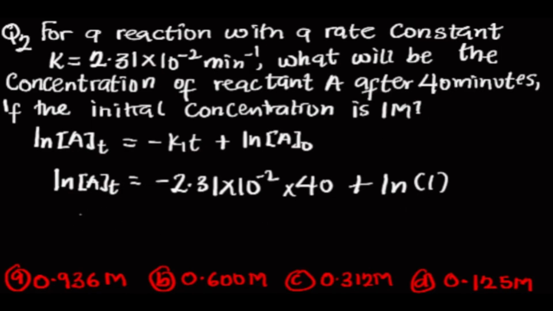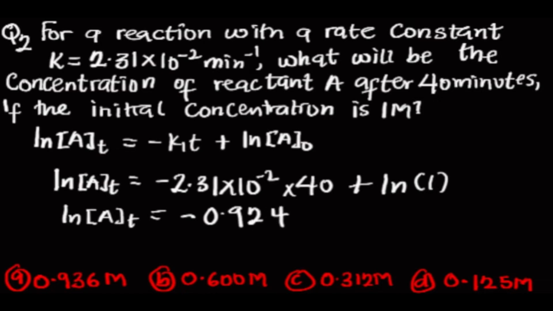Now let's go ahead and simplify this expression. We're going to have the natural logarithm of A of t equal to negative 2.31 multiplied by 10 raised to the power minus 2, multiplied by 40 again, plus the natural logarithm of 1. Let's see what we're going to have here. Everything should give us approximately minus 0.924. That's what we are going to have.